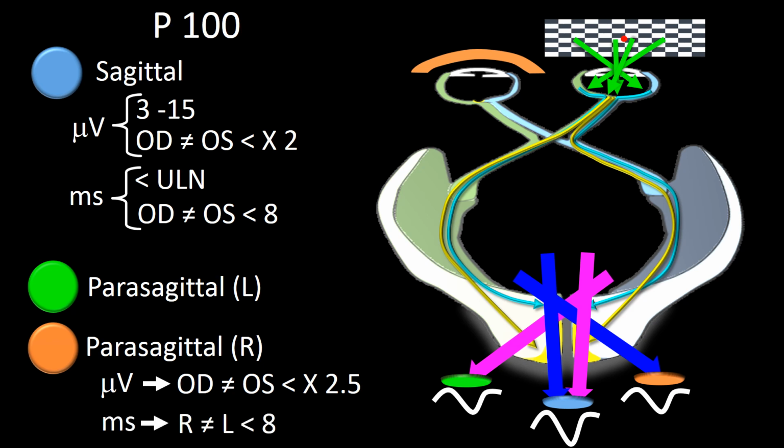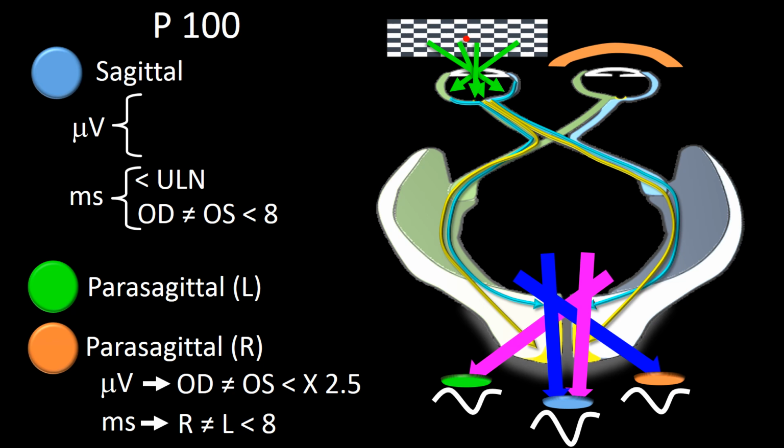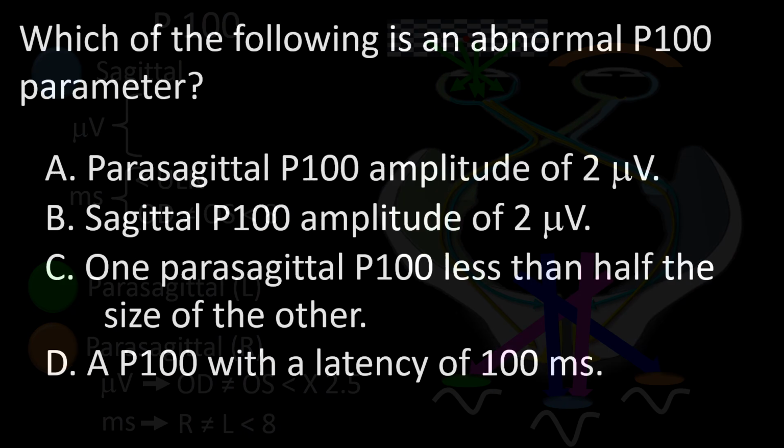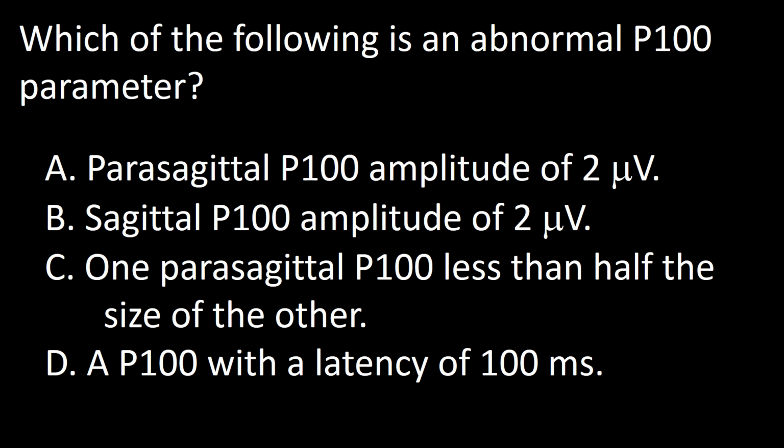The P100 parasagittal normal latencies are obtained by comparison. There should not be more than 8 milliseconds difference between the right and the left parasagittal P100s. The most delayed is the one abnormal. Stimulation of the left eye, as shown in this frame, produces P100 with the same parameters. So the answer to this question is B.